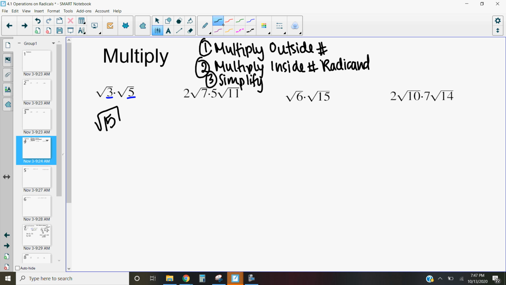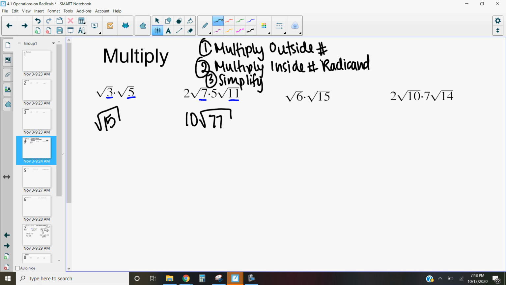So now let's take a look at number 2. Multiplying our outside numbers, 2 times 5 is 10. And then we've got the square root of 7 times 11, which is 77. Now again, to simplify, 7 and 11 are both prime numbers. So if they're both prime, that means that 77 is as simple as it's going to get. Great. Now let's take a look at this next one.